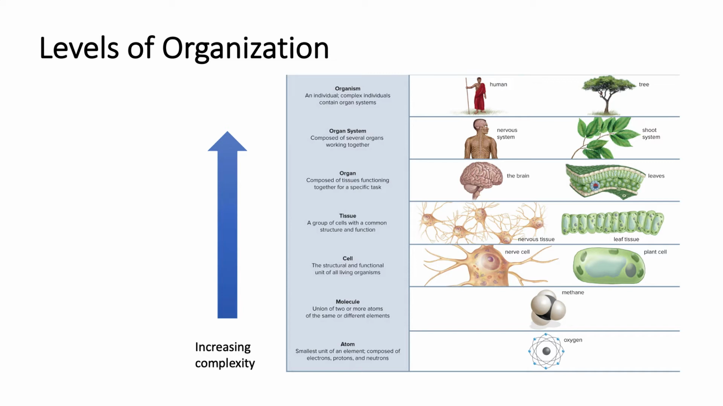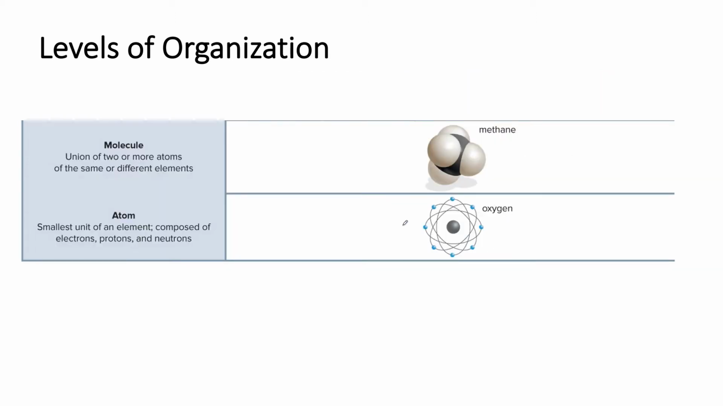So let's start at the very bottom with atoms. One atom is the smallest amount of an element. So for example, here's oxygen, and this is one atom of oxygen. If we wanted to build complexity, to get another level higher of organization, we would go up to the molecule. A molecule is when you have two or more atoms that are stuck together.